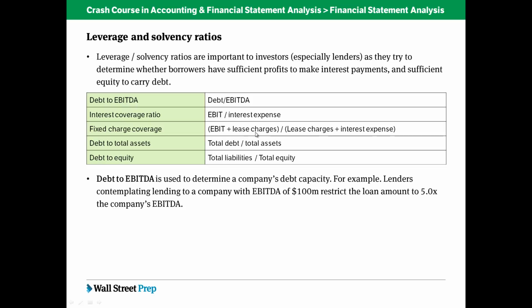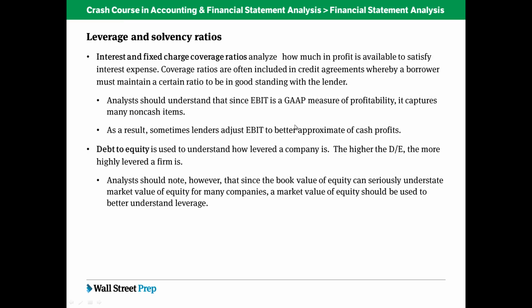And the idea here for both of these is to get a sense of how much profitability exists before required fixed payments. And since lease charges are fixed payments, like interest expense, and we talked about this in the capital lease section, you can think about lease payments as payments that are very much like debt. They are fixed every period. They represent a liability on the balance sheet if you account for it as a capital lease. And so this coverage ratio really looks at how much profit is available to satisfy interest expense.